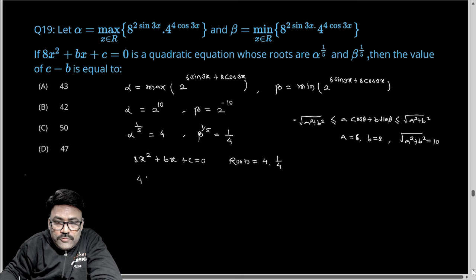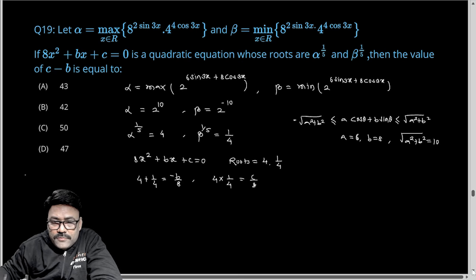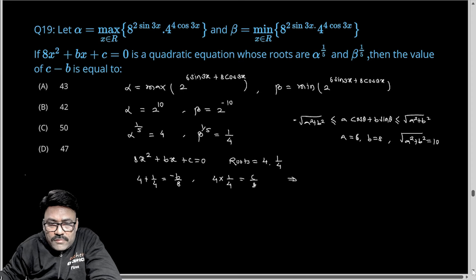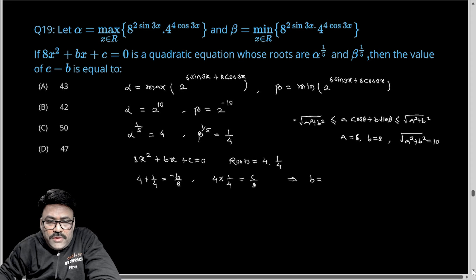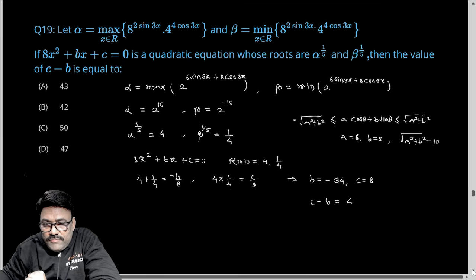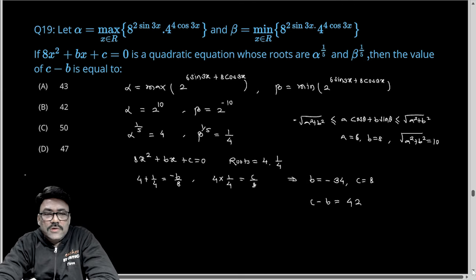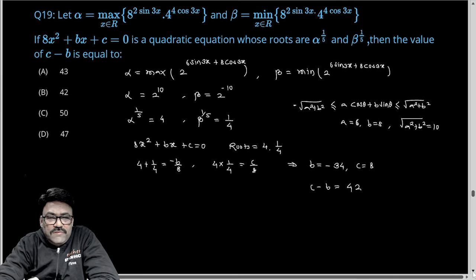So if you take the sum of roots, that will be minus b by a, and product of roots, that will be c by a. So this gives you b is equal to minus 17 by 4 times 8, so it will be minus 34. And c will be 8. They are asking c minus b. So c minus b will be 42. So hence 42 should be the correct answer, meaning option B is the correct option here.